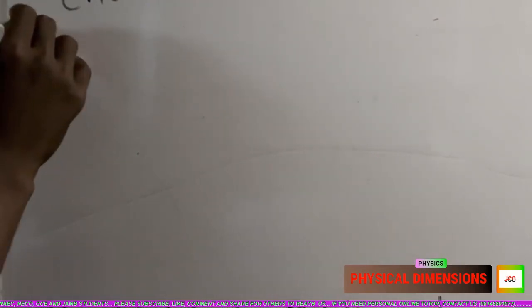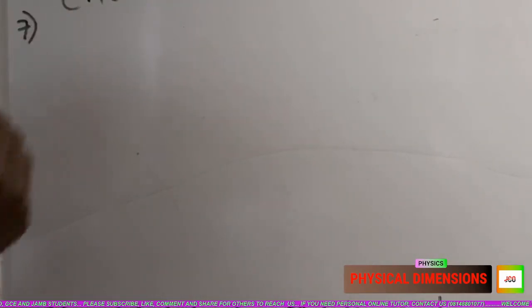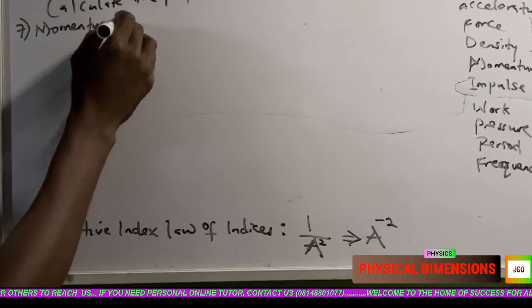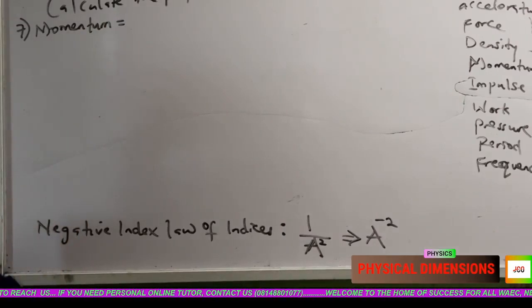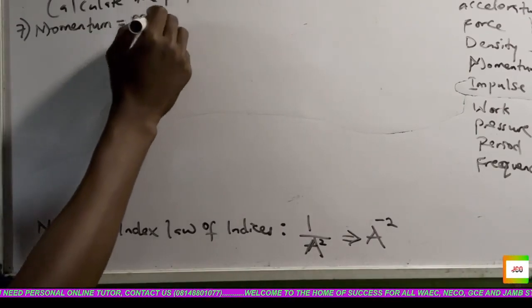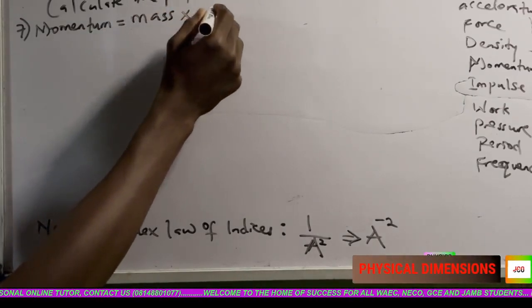Then number 7. So right now we have done, what is the formula for momentum? Momentum is actually mass times velocity. Mass times velocity.